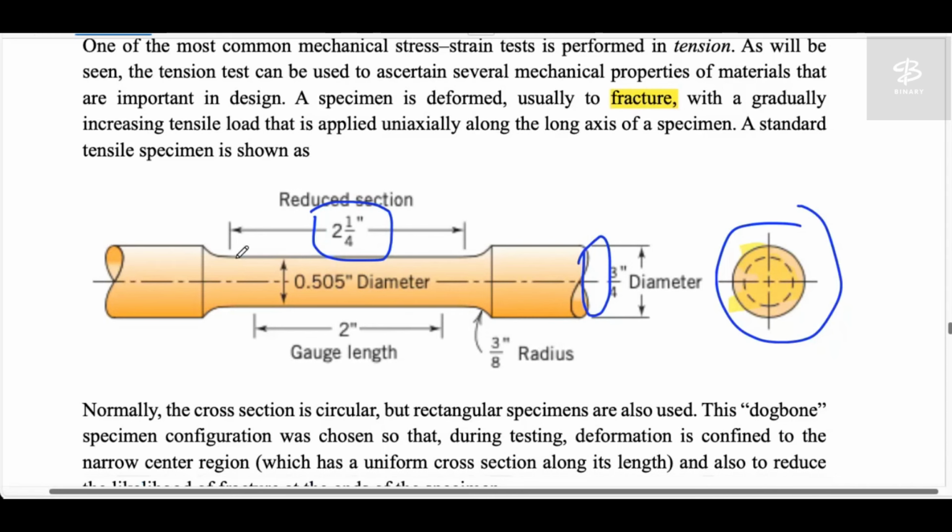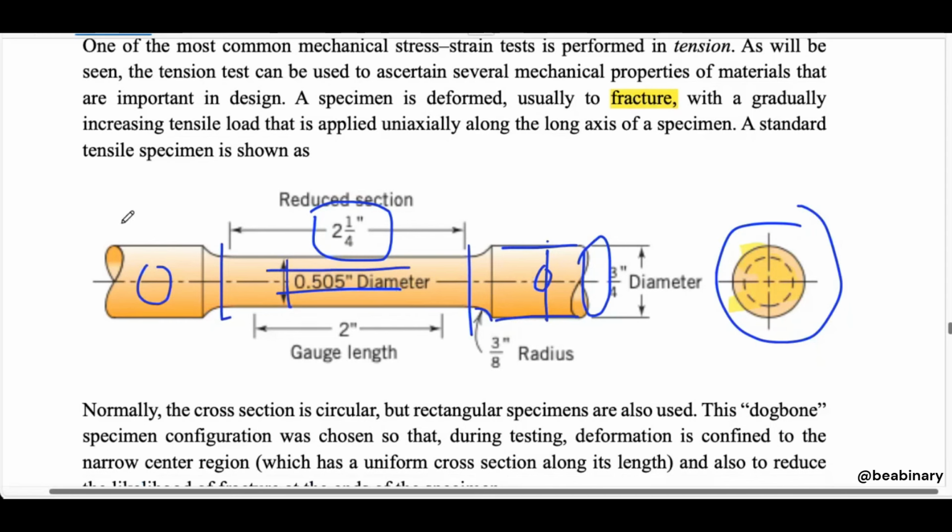This particular length is known as the gauge length, and this is the radius of the chamfer. As you can see, this diameter is something else and this one is something else, because this particular area will go into the screw grip. This is kind of the holder basically. Both sides will be held, and the specimen will experience the load.